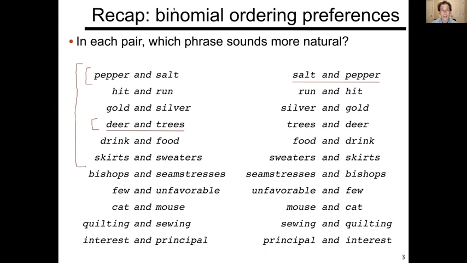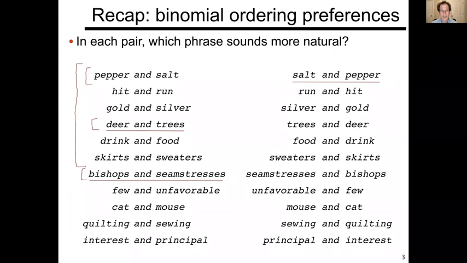Of course, not in all cases will there be a strong ordering preference in either direction. So for example, in the cases of skirts and sweaters versus sweaters and skirts, we saw that these two were fairly equally preferred. People generally didn't have very strong preferences between the two. But I also want to point out, and you may remember this, that even for cases where you've never heard the expression in either order, you can have strong preferences. So for example, for bishops and seamstresses versus seamstresses and bishops, most people tend to find that bishops and seamstresses is a more natural sounding order than seamstresses and bishops.